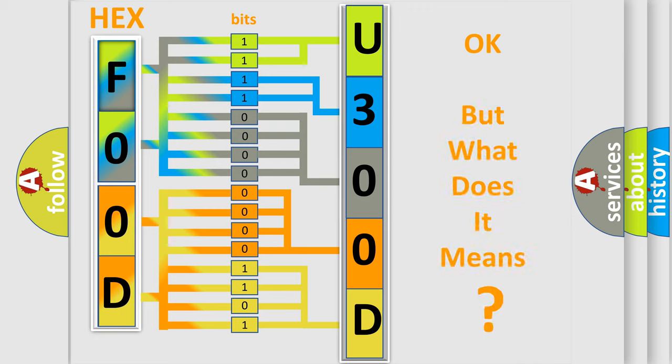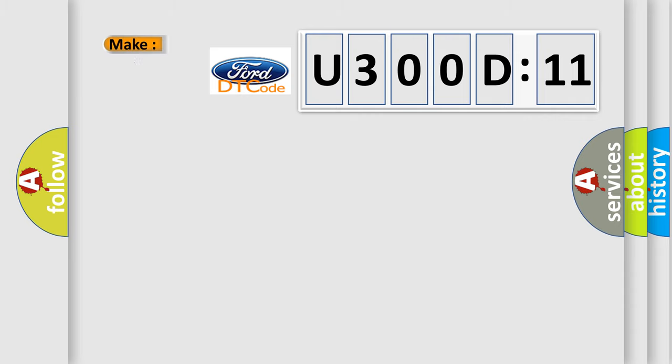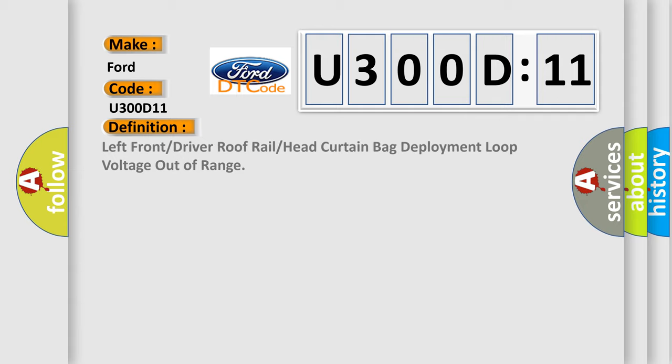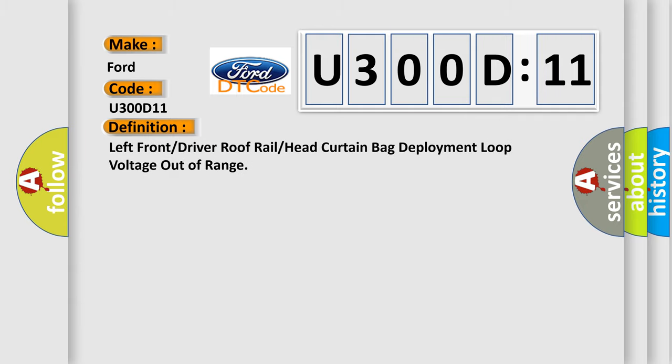The number itself does not make sense to us if we cannot assign information to what it actually expresses. So, what does the Diagnostic Trouble Code U300D-11 specifically mean for Infiniti vehicles? The basic definition is: left front or driver roof rail or head curtain bag deployment loop voltage out of range.